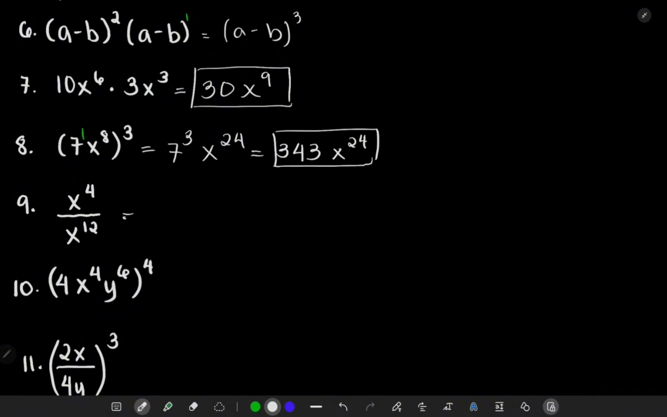Number 9. So using the quotient rule, so let's copy the common base. Then let's subtract the exponent. And 4 minus 12 is negative 8. But as you can see, meron tayong negative exponent. So kunin natin yung reciprocal niya. So we have 1 all over x raised to 8.